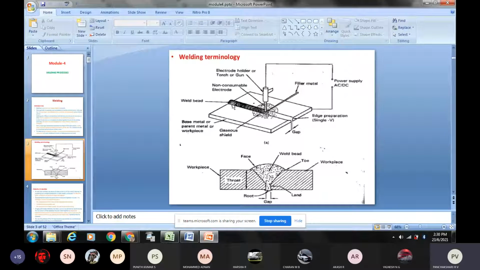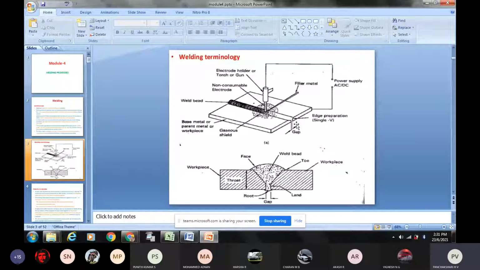This is the base metal or parent metal, and this is also parent metal. This is called the welding electrode. Those things we will discuss in the next topic. But here you should know the meaning of base metal. Base metal means the metal or the parts which are being welded. That is called the base metal, and this is called the joint.